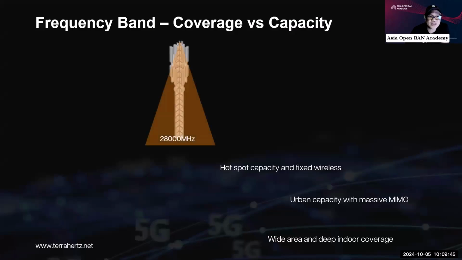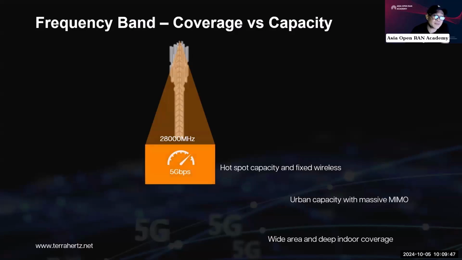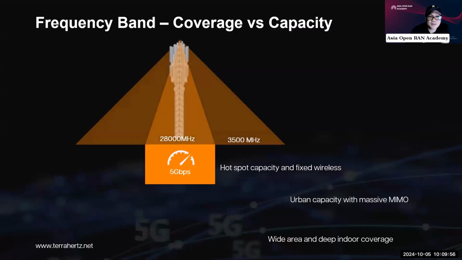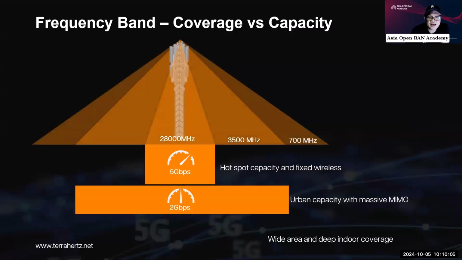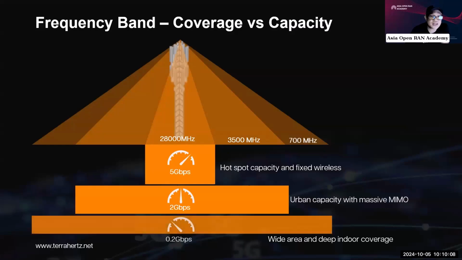So for 28 gigahertz, you can get up to 5 gigabit per second. So that we use this for hotspot capacity and fixed wireless. Okay? For 3.5, which is optimal for urban capacity with massive MIMO, we can get up to 2 gigabit per second. And for wide area and deep indoor coverage, we use the 700, although may decent speed naman siya up to 200 Mbps. Okay, so this is how you can strategize deploying 5G.